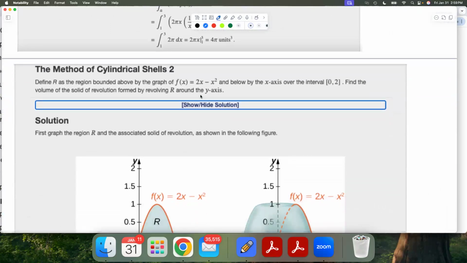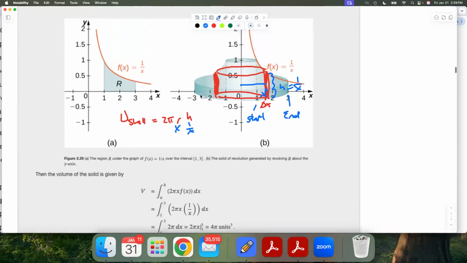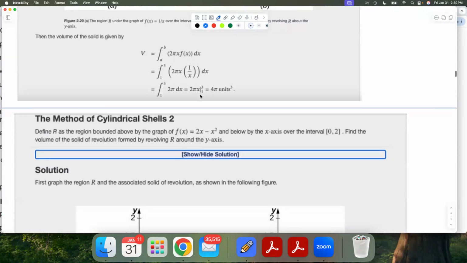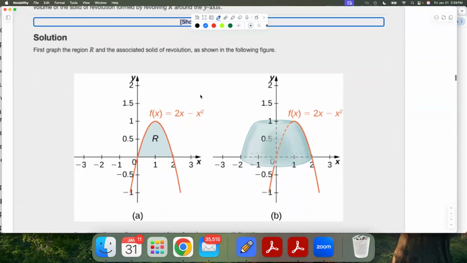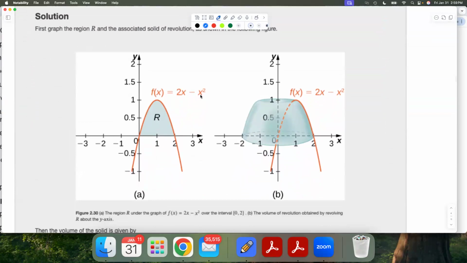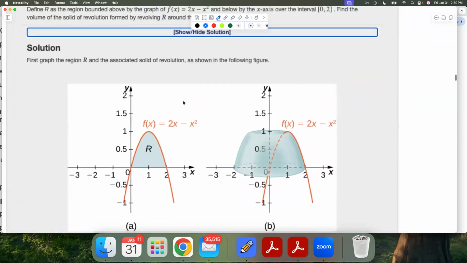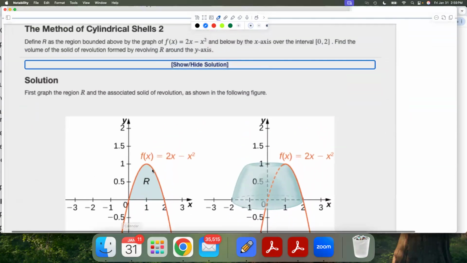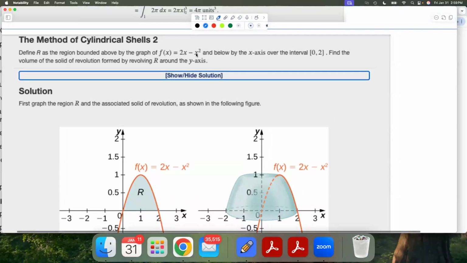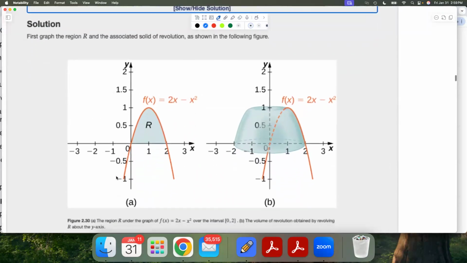Okay, now we're going to rotate around the y-axis. That one we rotated around the y-axis. We're going to do another one. So I've got this region. Read the words and make sure you understand how they came up with this region. Bounded above by this graph and below by the x-axis, over the interval from 0 to 2, rotated around the y-axis.